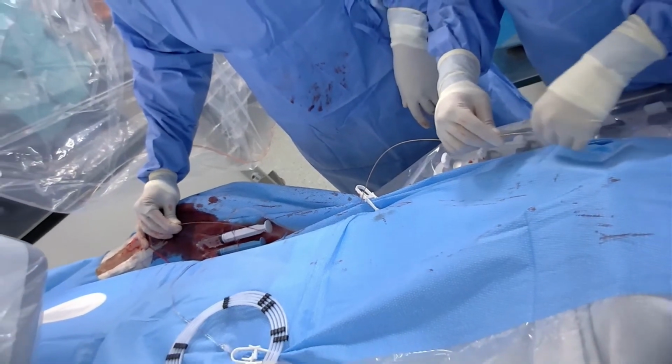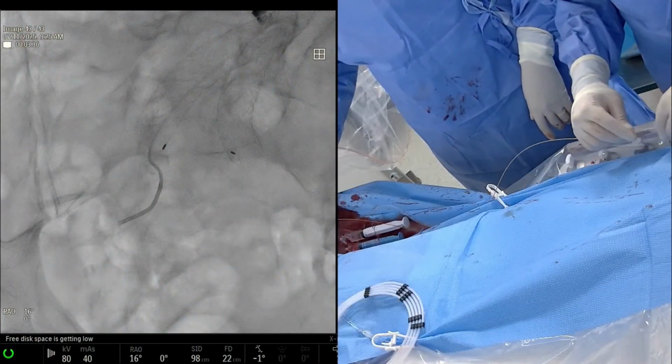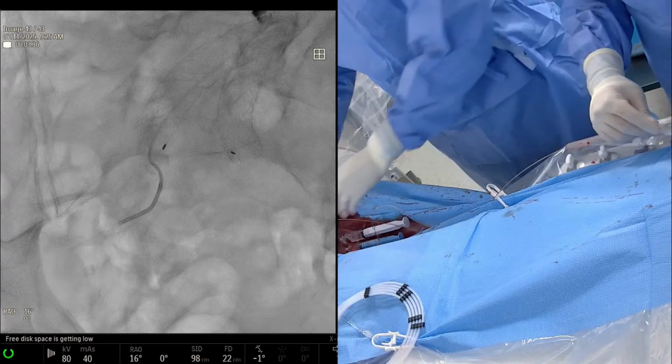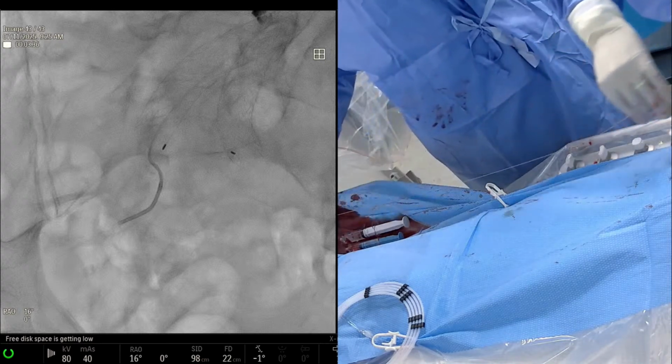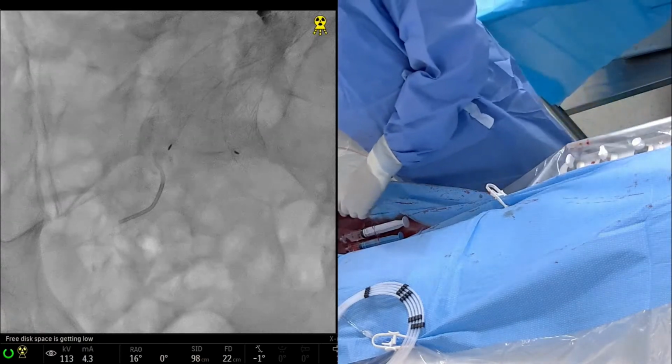Can we see the fluoro, please? Thank you. The fluoro. Oh, it's okay. Okay, so we're going to take this out. We're going to save this orange hoop just in case this coil doesn't work. We can always re-hoop it.